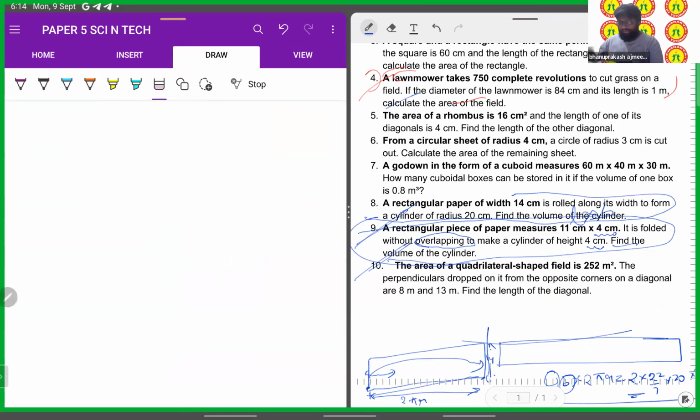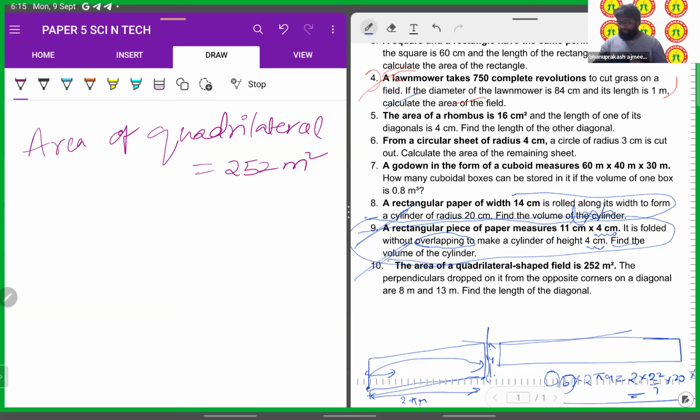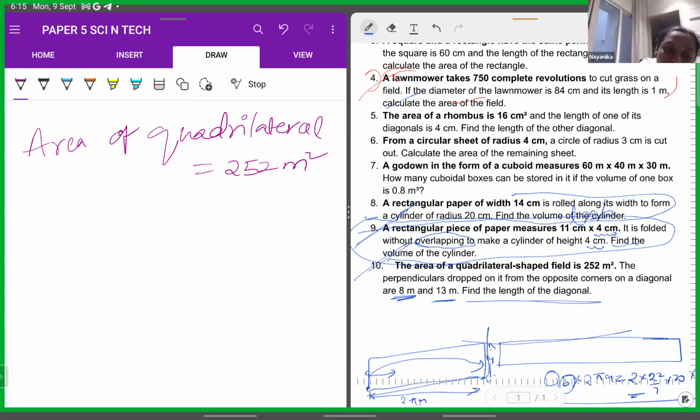The area of a quadrilateral shaped field is 252 meter square. Now the perpendiculars dropped on it from the opposite corners on a diagonal are 8 meter and 13 meters. Find the length of the diagonal, they are asking. How many of you solve this question? So I will give you 1 minute. Just think about this question and we can solve.